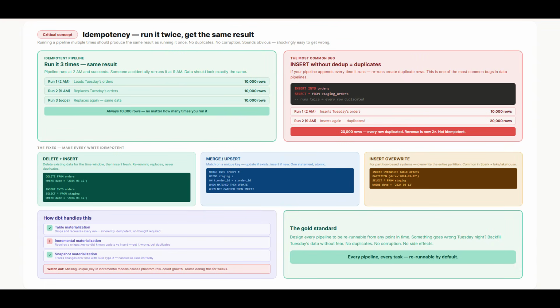The rule of thumb: design every pipeline to be rerunnable from any point in time. If something goes wrong Tuesday night and you need to rerun, you should be able to backfill Tuesday's data without fear. That's the gold standard. Every pipeline, every task, rerunnable by default.